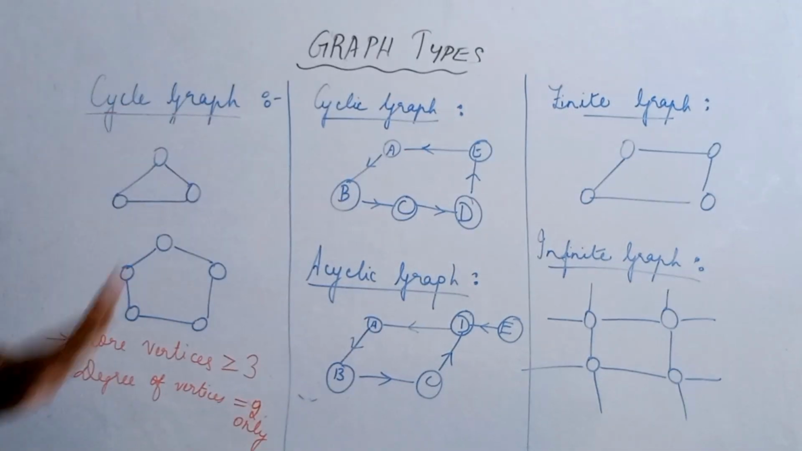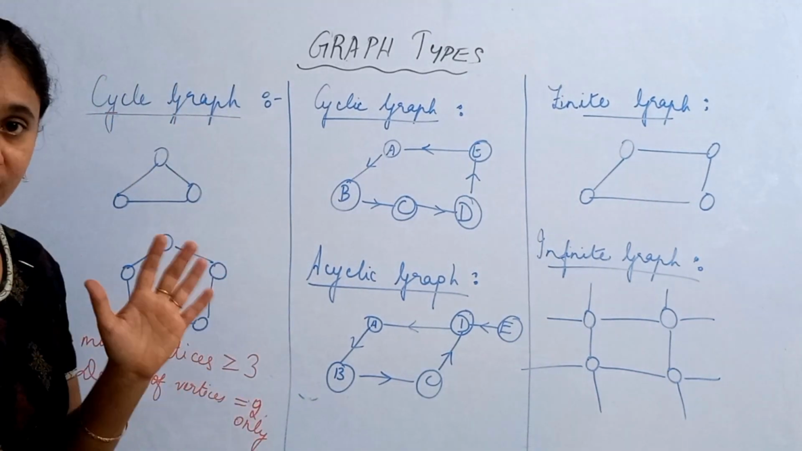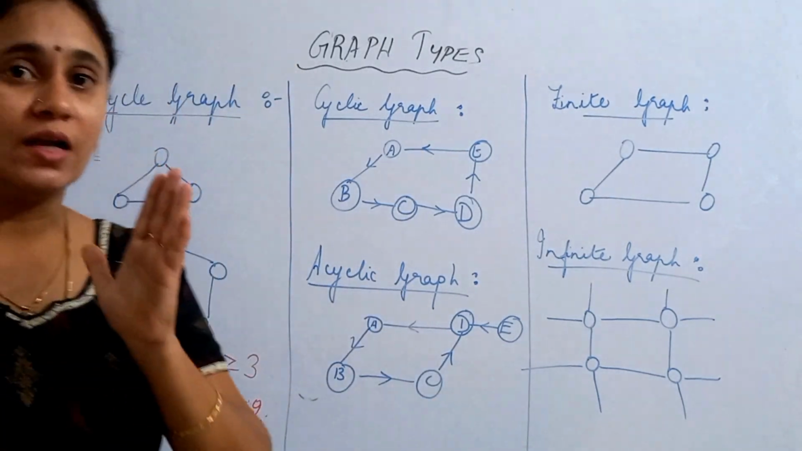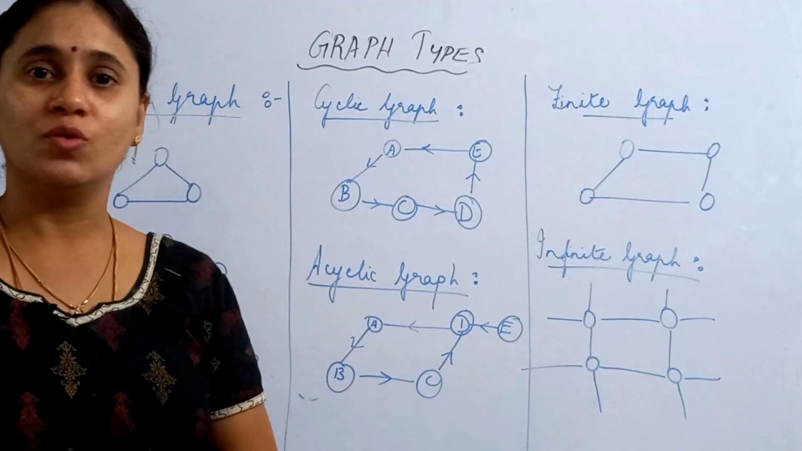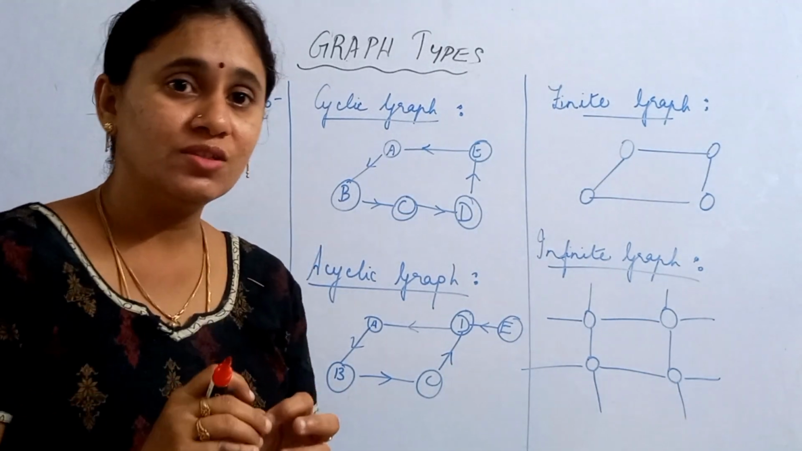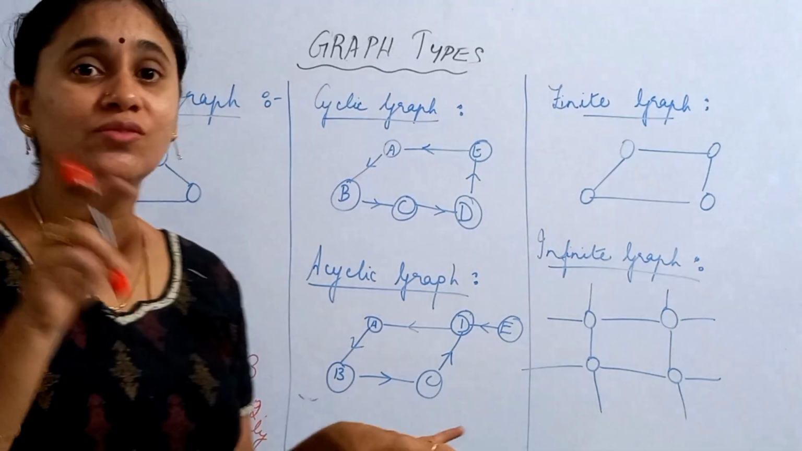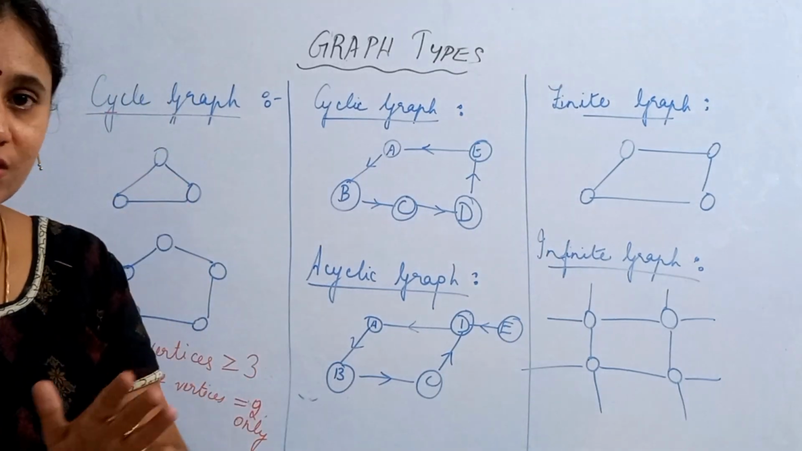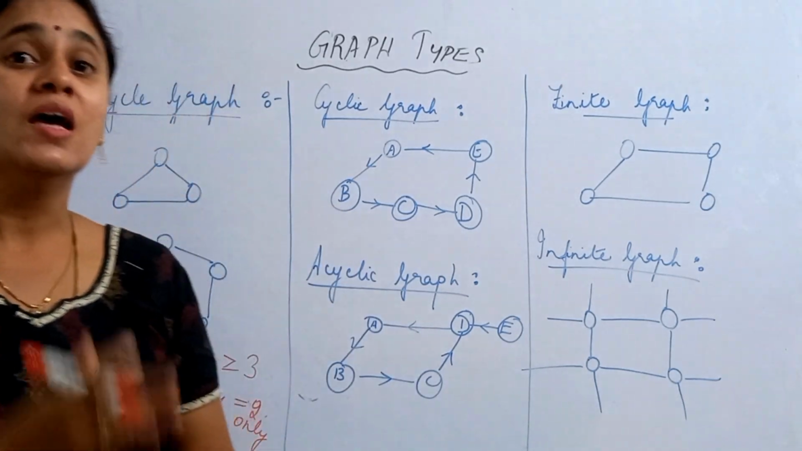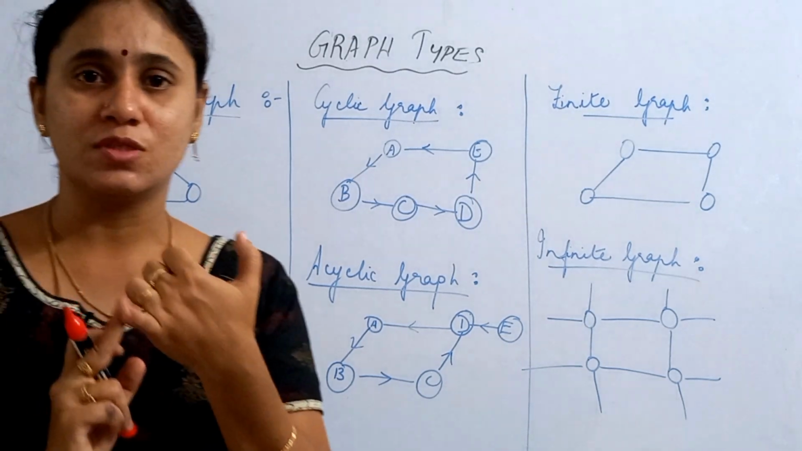So the first one is the cycle graph. What is a cycle graph? A graph is called a cycle graph if it consists of many vertices, with a condition that it will have edges more than or equal to 3. So that condition you must follow.